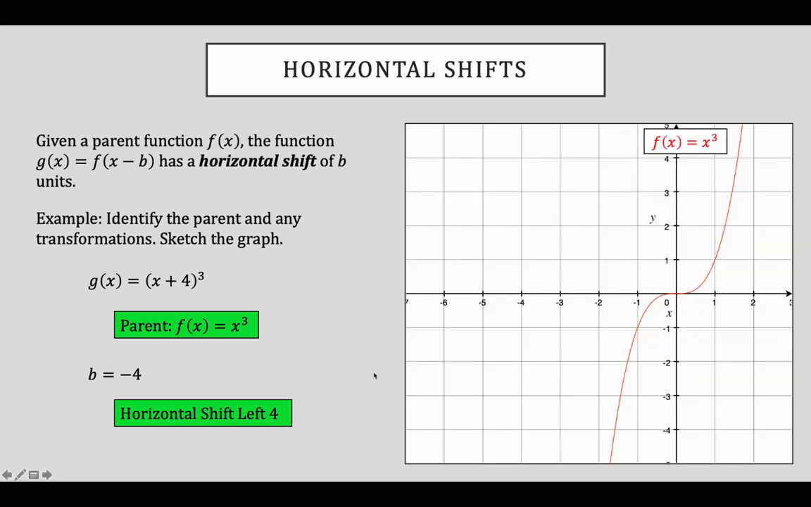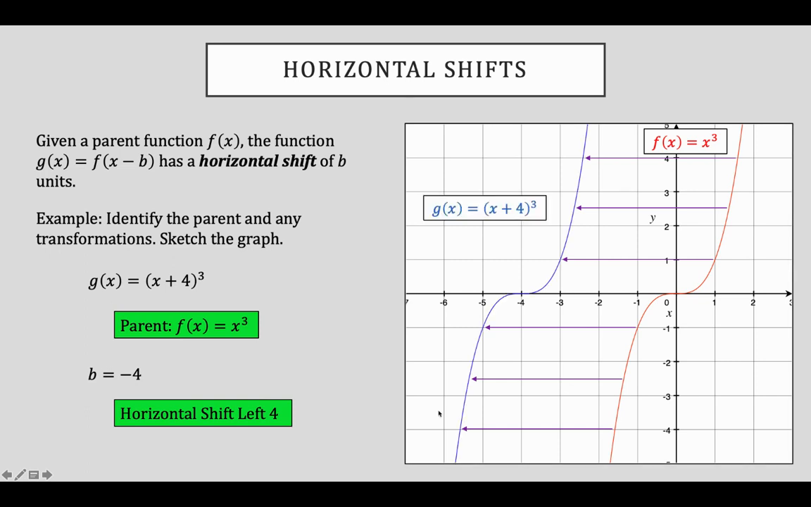So here is the graph of our parent function, y equals x cubed. How are we going to get the graph of g of x? Well, every single point on our parent function is going to get shifted to the left 4 units. That horizontal shift of left 4 units brings us to the function g of x equals (x plus 4) raised to the 3rd power.